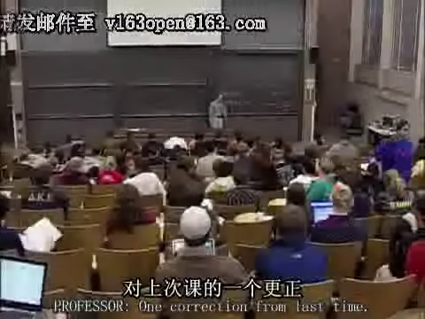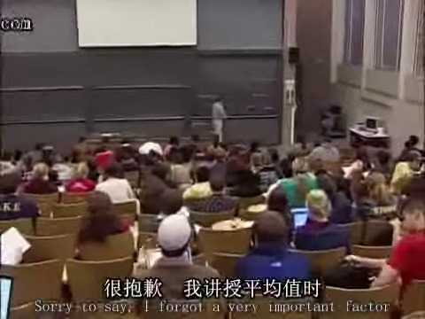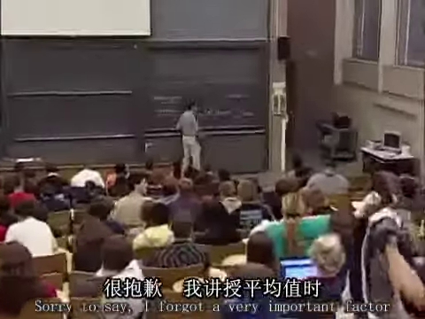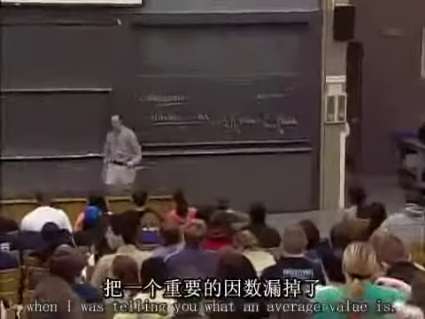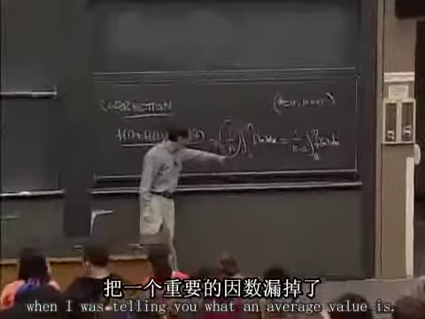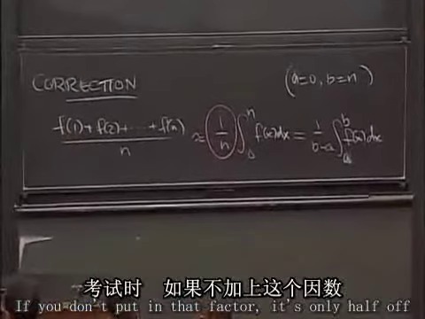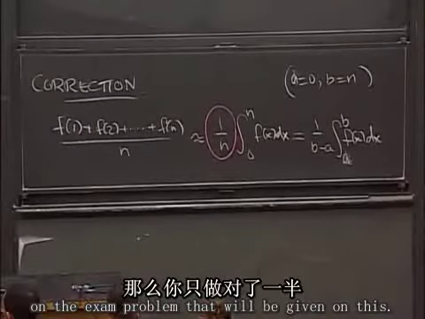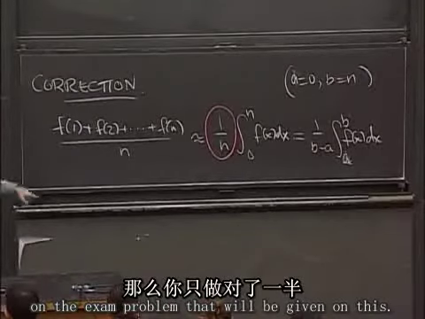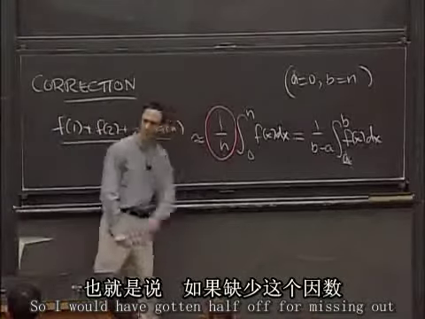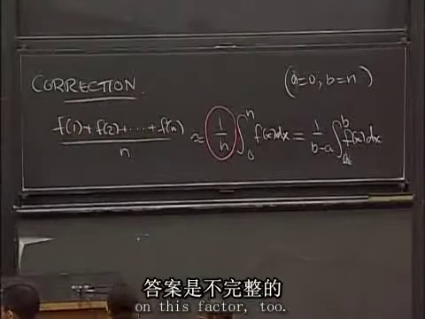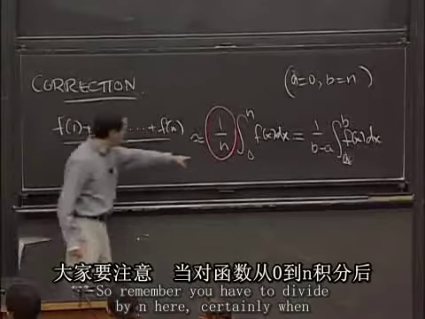One correction from last time. Sorry to say, I forgot a very important factor when I was telling you what an average value is. If you don't put in that factor, it's only half off on the exam problem that will be given on this. So I would have gotten half off for missing out on this factor too. All right, so remember you have to divide by n here.